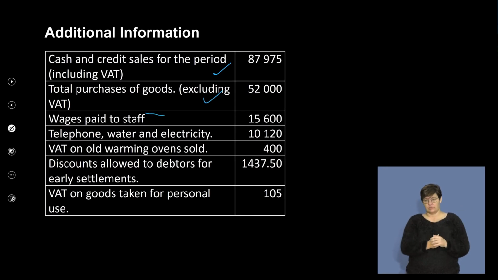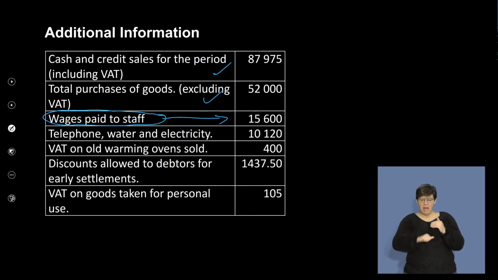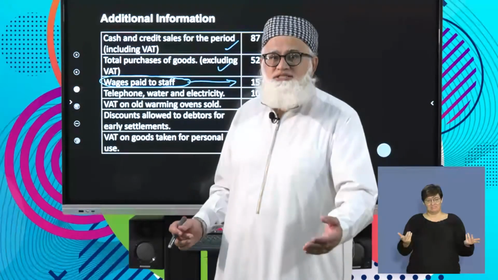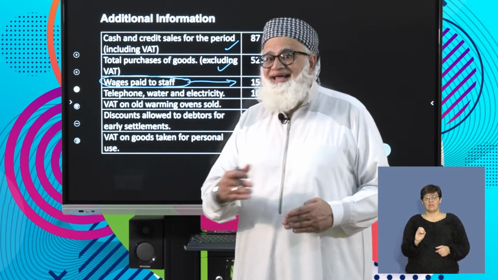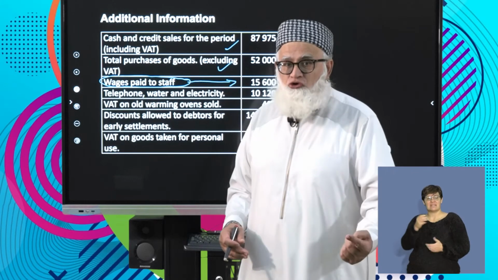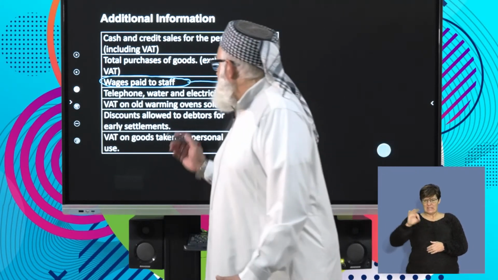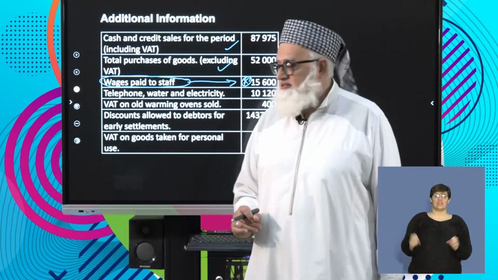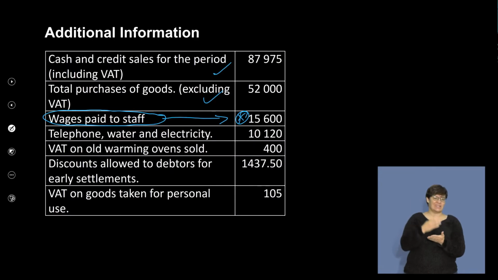What about wages? Is it going to impact on my VAT calculation? Come, you should be giving me the answer for this. Certainly not. Why? Because wages falls within the category of exempted items. So no VAT on wages, right? So clearly that is given to you as a red herring. It's there to make sure that you understand what are your zero rated, what are your VAT exempt items. Okay, the next one we have here is telephone, water and electricity.